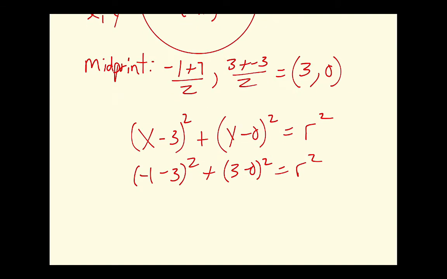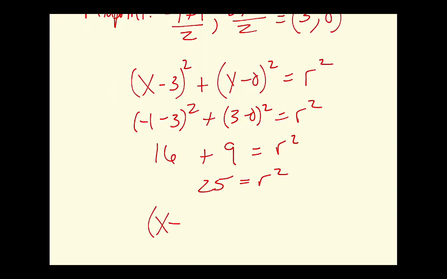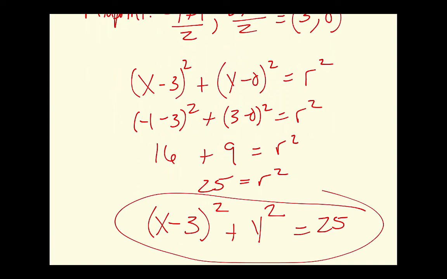The center was easy, that was the midpoint. So -1 minus 3 is -4, squared is 16, 3 minus 0 is 3, squared is 9. I'm getting that the radius squared is 25. That means my equation will be x minus the center 3 squared plus y minus 0, which I'm realizing now I don't need to write y minus 0, it'll just be y squared, equals that radius squared of 25. So once you know the standard equation of the circle, you may have to think about what you're doing and what you're looking at, like in this example, but it's still very simple to use once you have those coordinates of the center and a point on the circle.